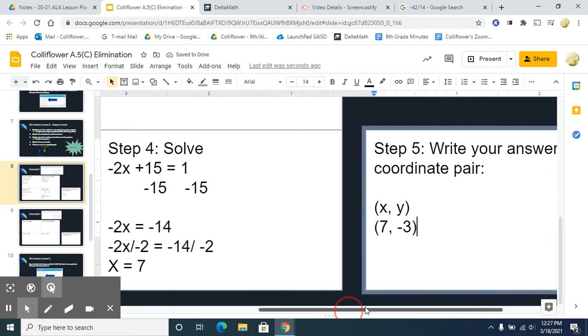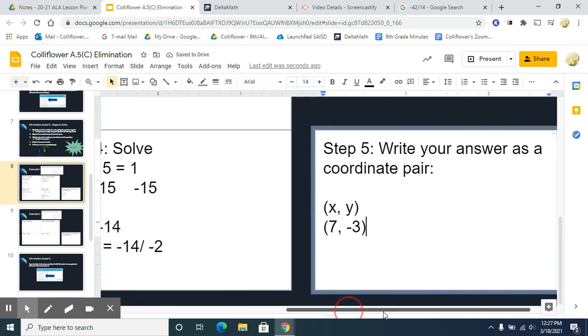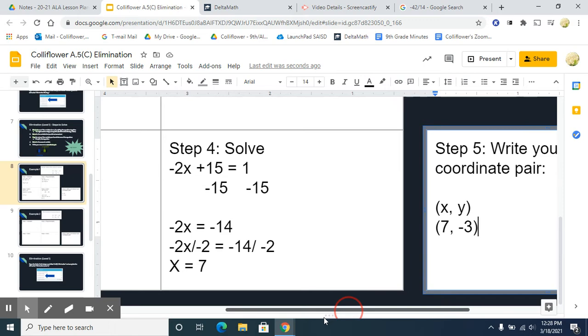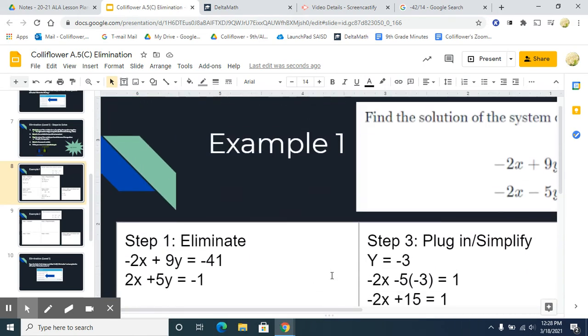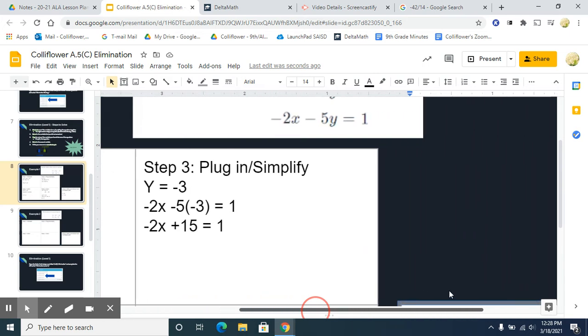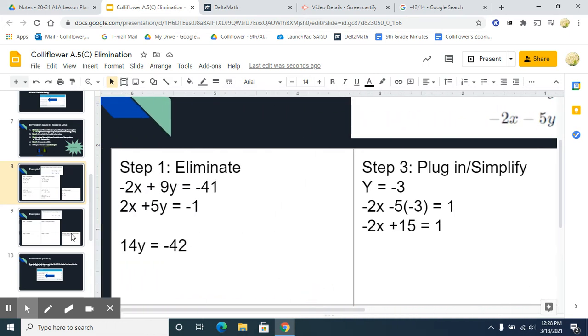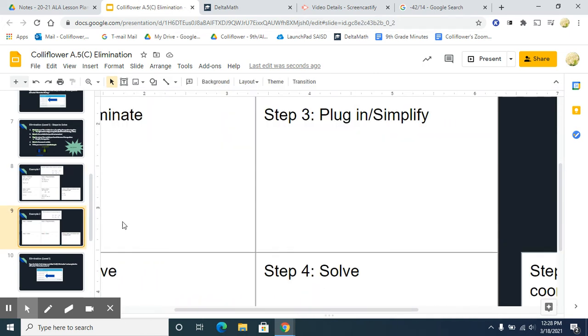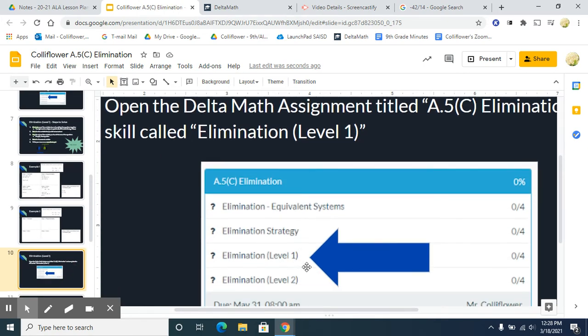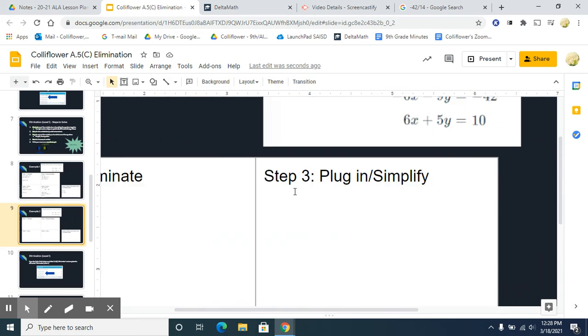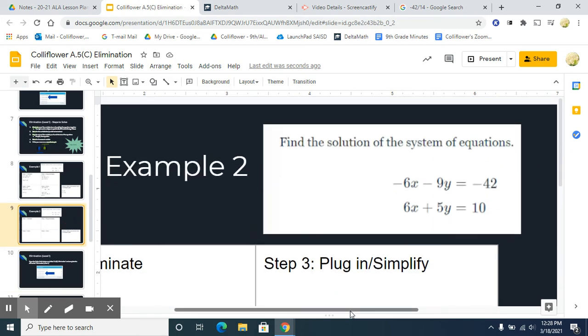Take a moment to pause or back up the video to see how I solved example 1 again, or ask me questions during class. Right now I'm going to move on to example 2, and then you're going to have time to practice on your own. So let's go into example 2.